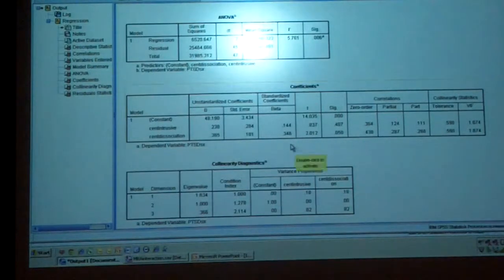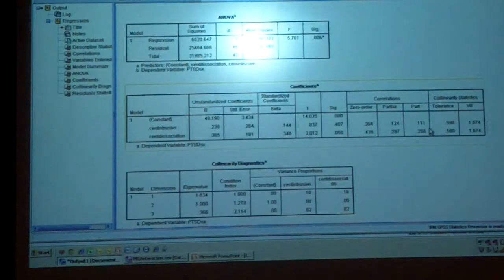If you want to put those into beta weights, those are standardized scores. So you can see that the dissociation is a little bit more than twice as important as the intrusive thoughts. So you cannot compare these, but you can compare these. We can look at significance of them. In this model, you can see the intrusive thoughts didn't reach significance by itself, but the dissociation did.